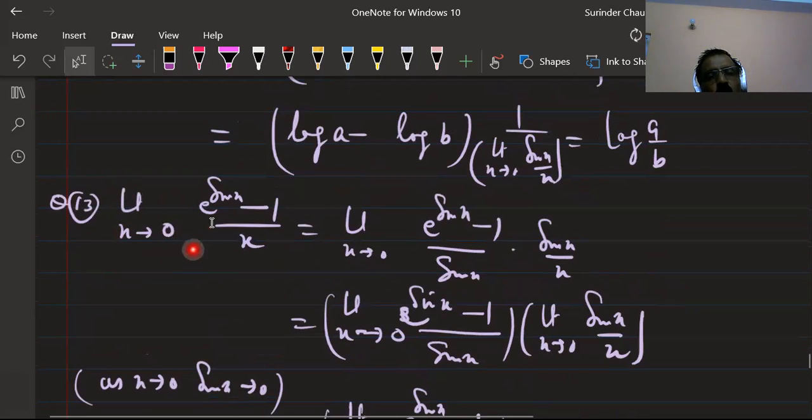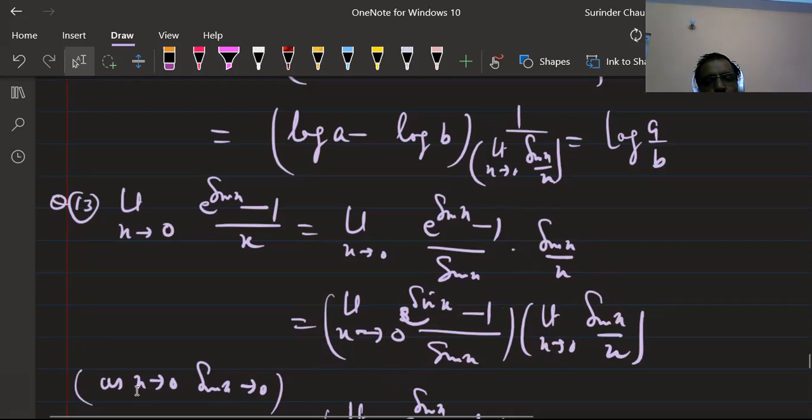Limit x tends to 0 of (e to the power sin x minus 1) upon x is equal to limit x tends to 0 of (e raised to power sin x minus 1) upon sin x, into sin x, which we multiply to make this the same. So we have e to the power sin x, and 1 upon x. So we multiply by sin x. Now taking the limit of the product: limit x tends to 0 of (e to the power sin x minus 1) upon sin x, into limit x tends to 0 of sin x upon x, which is equal to 1.